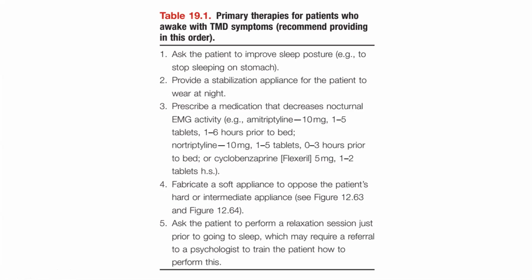also prescribe medications like amitriptyline. Sorry, I forgot which group it falls into. And we can also prescribe cyclobenzaprine, which falls under the anticonvulsant group of medicine. And we can also fabricate a soft appliance to oppose the patient's hard or intermediate appliance. And we can also ask the patient to perform a relaxation session just prior to sleep.